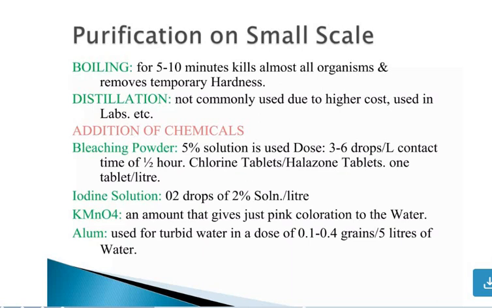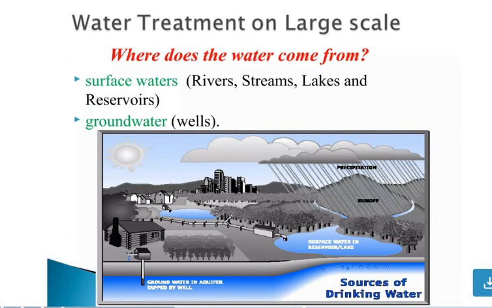So these are the purification methods: boiling, distillation, bleaching powder, iodine solution, KMnO4, and alum. So just count: first boiling, second distillation, third bleaching powder, fourth iodine solution, fifth KMnO4 solution, and sixth alum. Now, water treatment on a large scale. Where does the water come from? Surface water, rivers, streams, lakes, and reservoirs, and groundwater wells. So, the sources of drinking water.